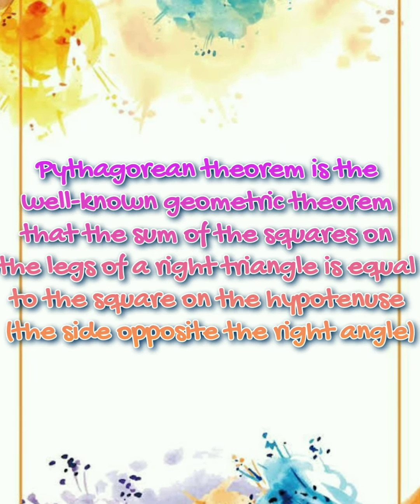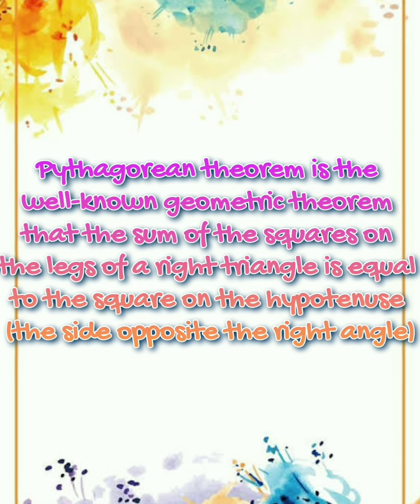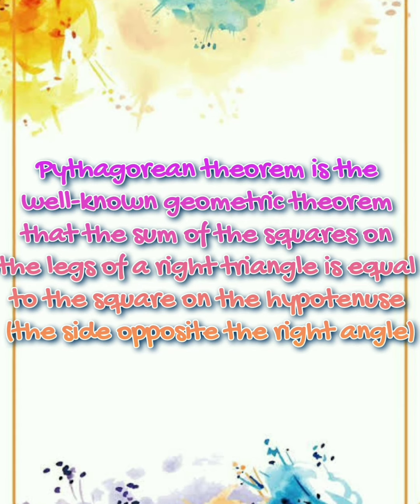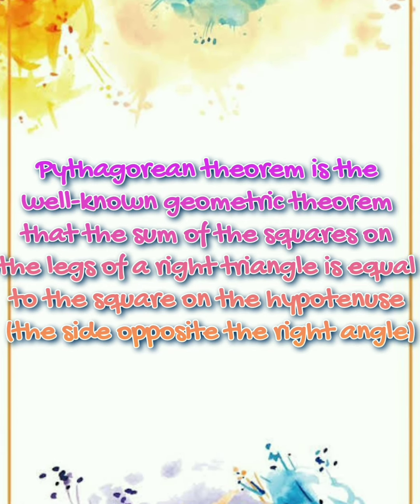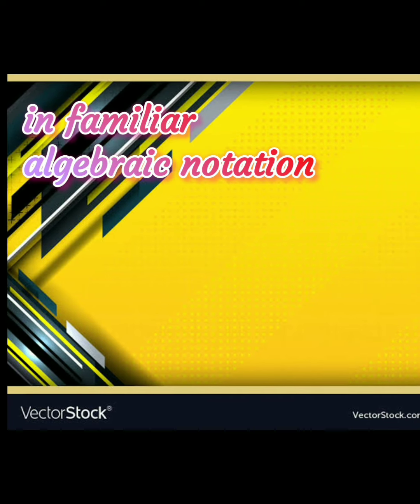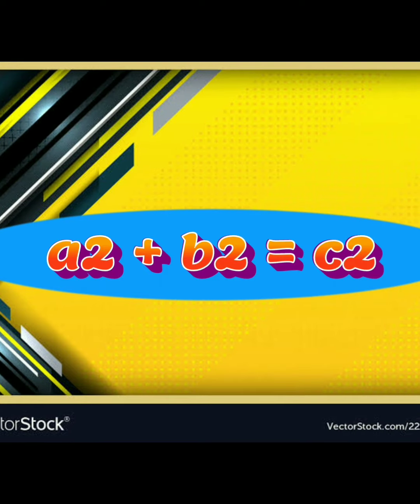The Pythagorean theorem is the well-known geometric theorem that the sum of the squares on the legs of the right triangle is equal to the square on the hypotenuse, which is the side opposite to the right angle. In familiar algebraic notation, a squared plus b squared is equal to c squared.